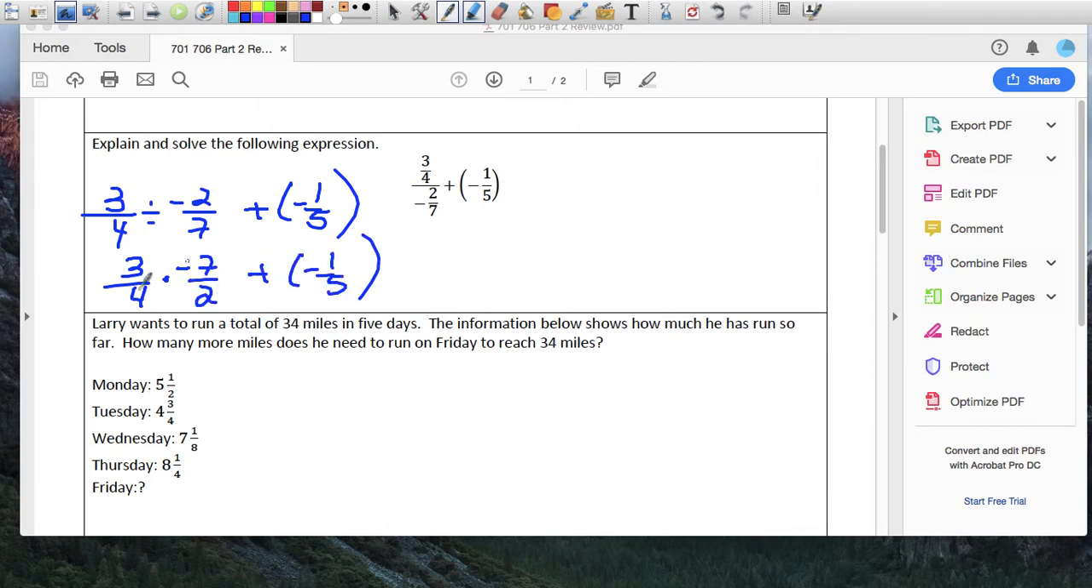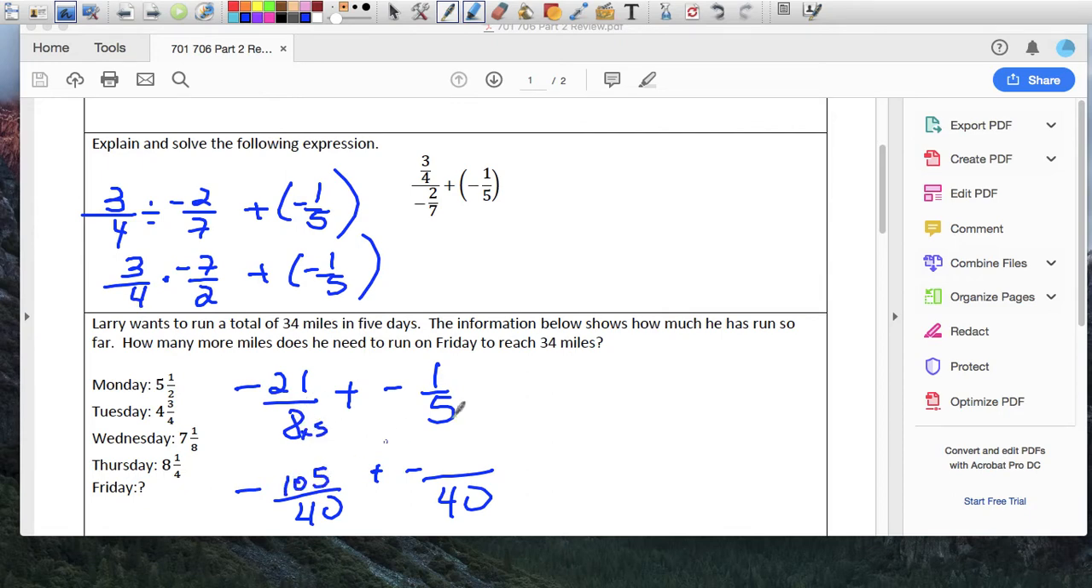So let's take care of division. Now that I changed to multiplication, I can't simplify. So 3 times 7 on top is negative 21. 4 times 2 at the bottom is 8, which I'm going to add now to negative 1 over 5. LCM is 40. This is also negative. So times 5 on top, I get negative 105. And this is times 8 became 40, so on top becomes 8. So I found two equivalent fractions. It's a negative plus a negative, so it's going to be a bunch more negatives together, right? So the denominator of 40 stays, and 105 plus 8 is 113.